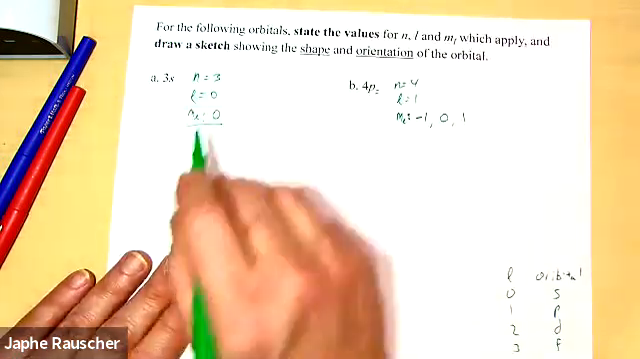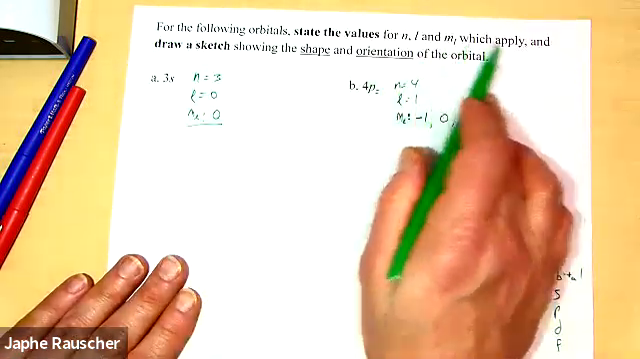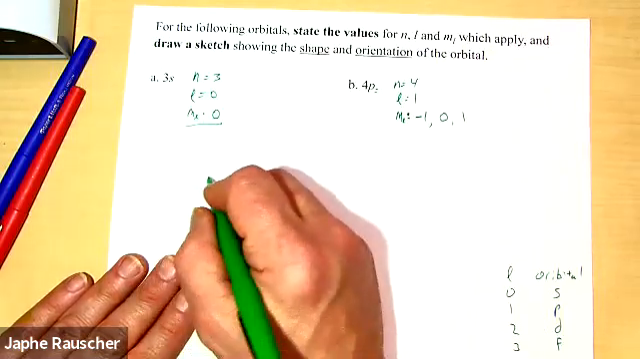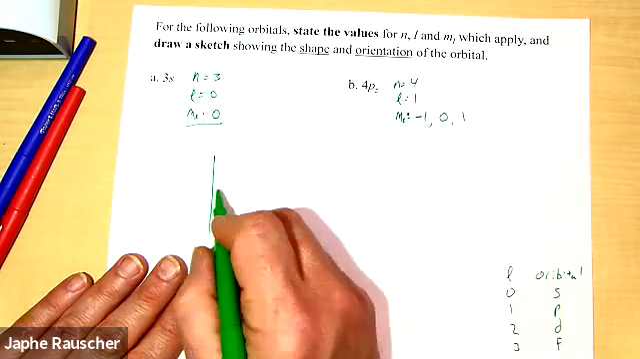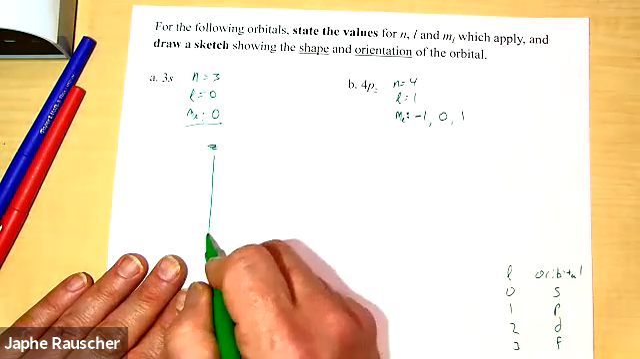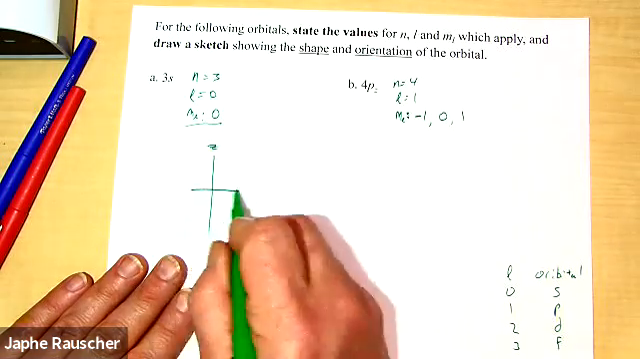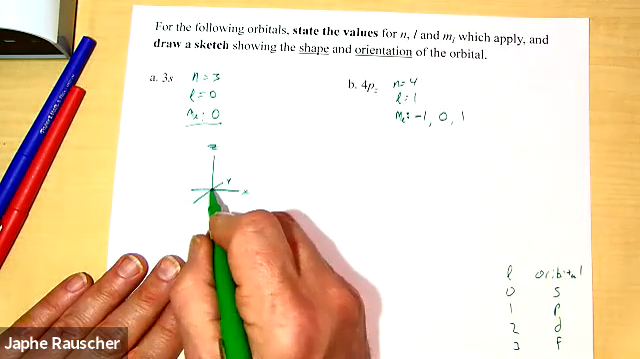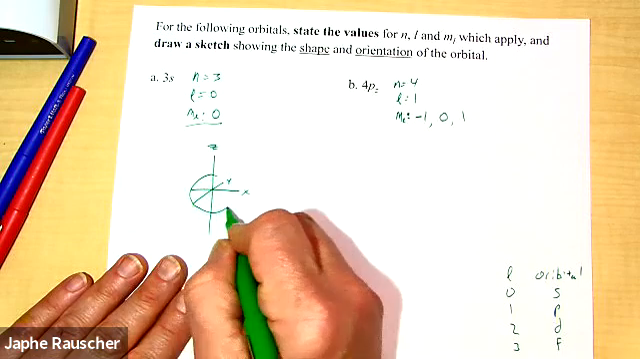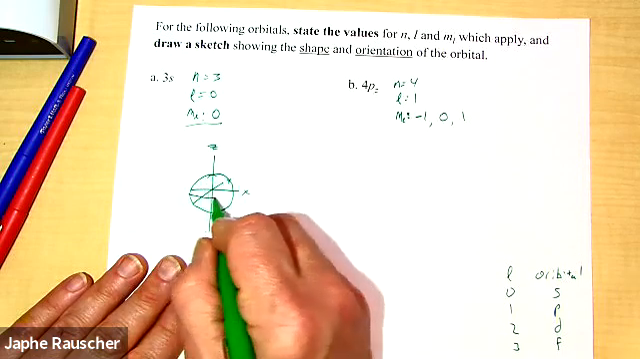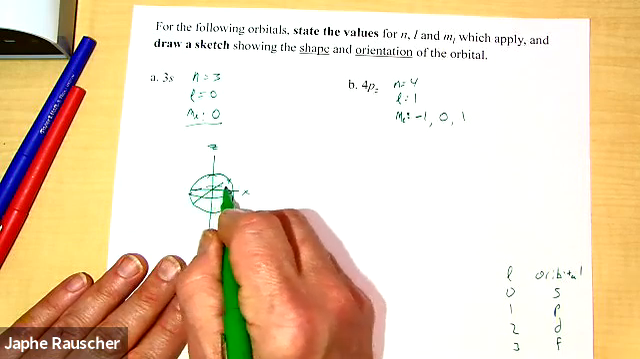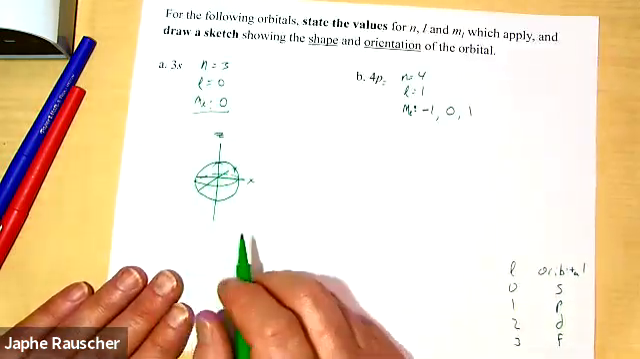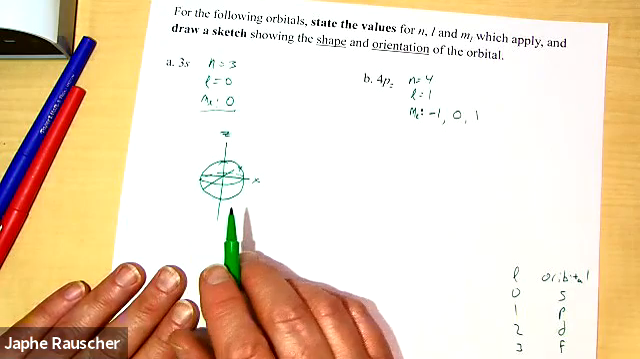Now, we have to draw a picture of these, right? Does it say M sub S? No, it doesn't. So let's draw a picture of this. So for the 3s orbital, this is our z-axis, an x-axis and a y-axis. So we will draw our s orbital like this. That's a terrible drawing, but there you go. There's my s orbital. Not real great, but it'll do in a pinch.